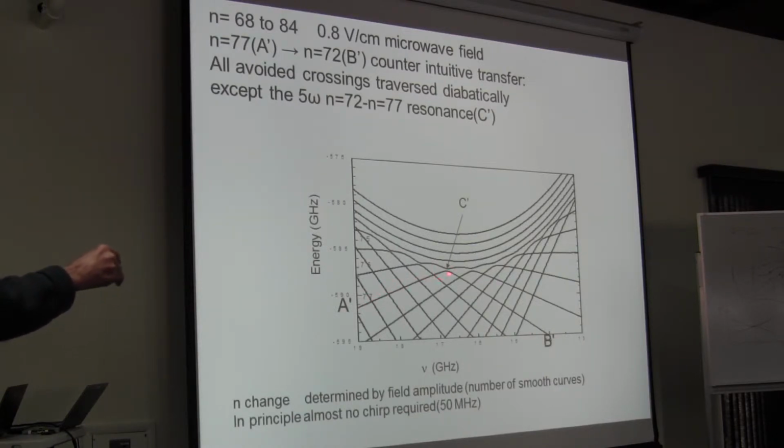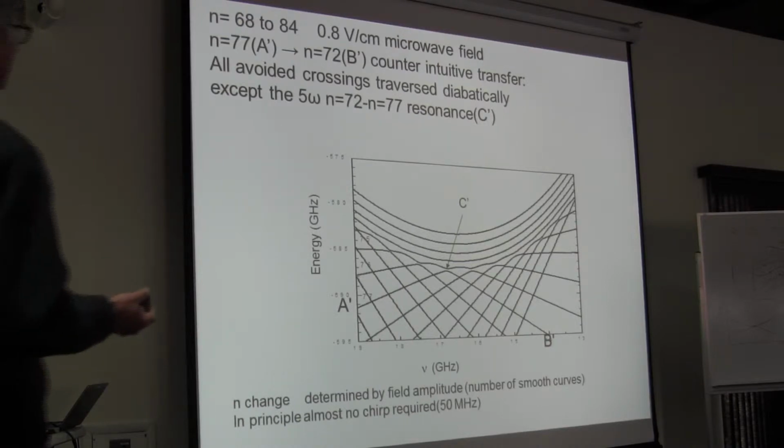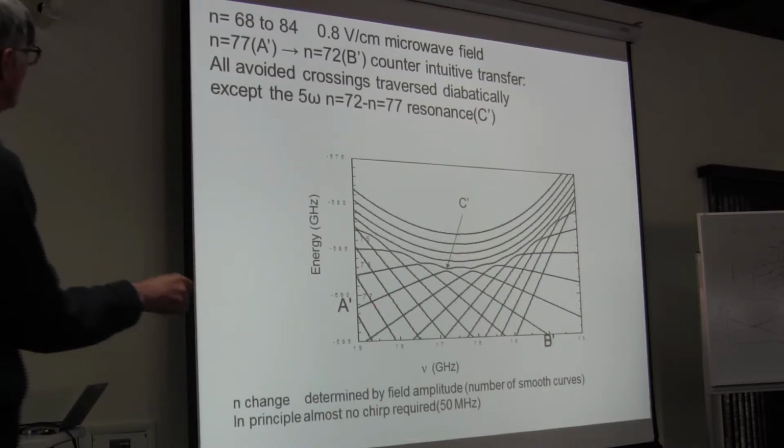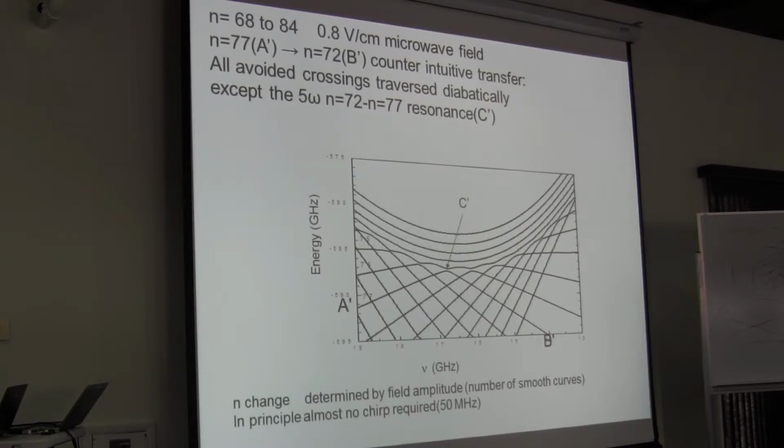You can't see anything. And I go through this one adiabatically and then come out the other side. Okay. So this is what's sometimes called the counterintuitive, it's equivalent to Bergmann's counterintuitive pulse sequence.